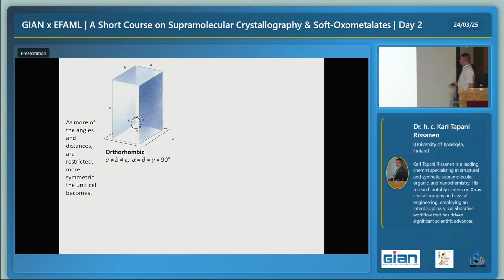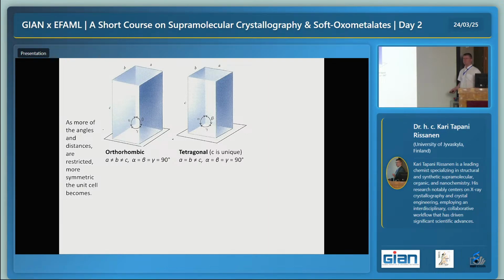Now, the next step higher from the orthorhombic would be the case where A and B are the same, but they are different from C, and all the angles are 90. This is called tetragonal. So now we have 2 before this, triclinic, monoclinic. Now we have orthorhombic, tetragonal. We have already 4. 3 is missing.